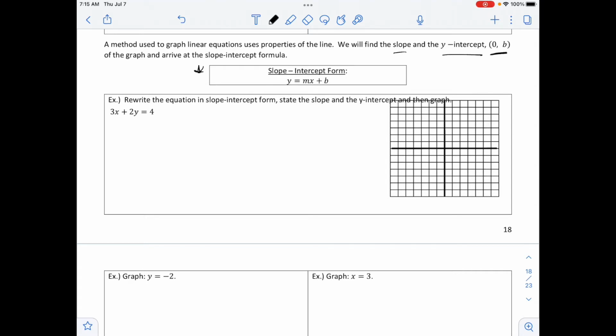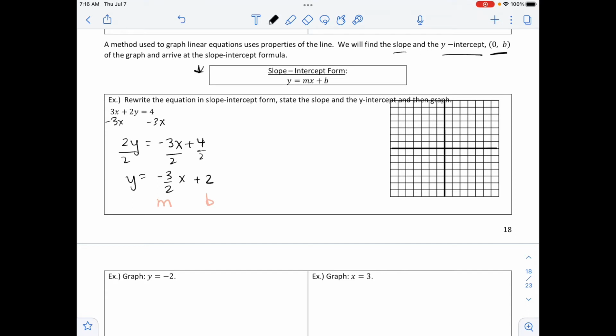The example right below says to rewrite the equation in slope-intercept form, state the slope and the y-intercept, and then graph. We have 3x plus 2y equals 4. To get this in slope-intercept form, we need to solve for y, which means we need to isolate the variable y. Subtracting 3x on both sides, we get 2y equals -3x plus 4, and then dividing all of our terms by 2, this simplifies to y equals -3/2 x plus 2.